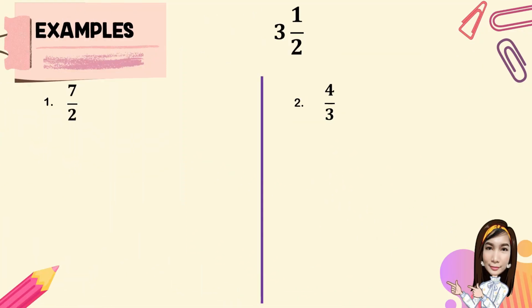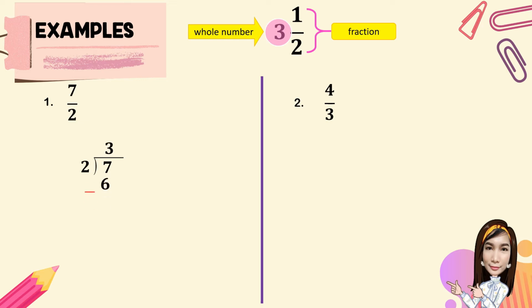Now in the given 3 and 1/2, 3 is the whole number, 1/2 is the fraction. Now to change the improper fraction to mixed number, all you have to do is perform division. So 7 divided by 2, that is equal to 3. And 3 times 2, we have 6.